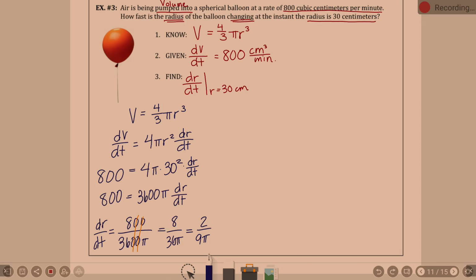Now, thoughts on labels. What were we being asked to find? dr dt when r is 30. So the change in r over the change in t. What's our radius labeled in? Radius is measured in centimeters. What's time labeled in? Minutes. So this is centimeters per minute. And note that is 2 over 9 pi.